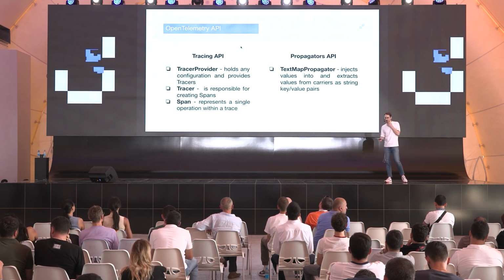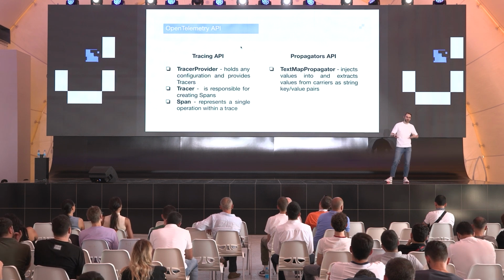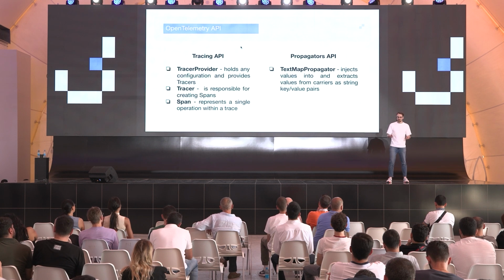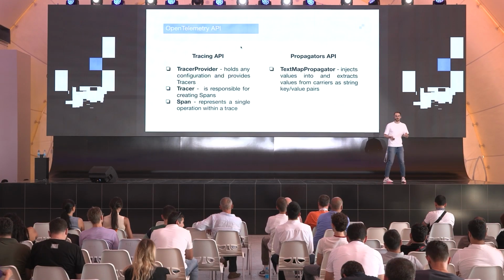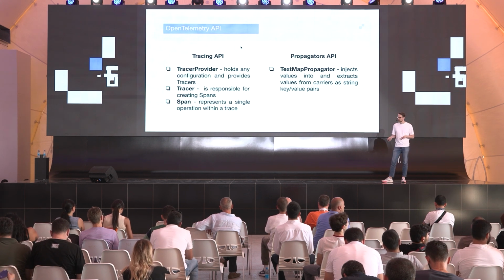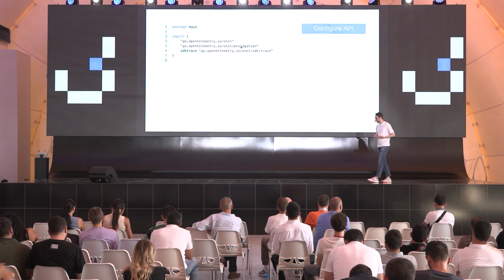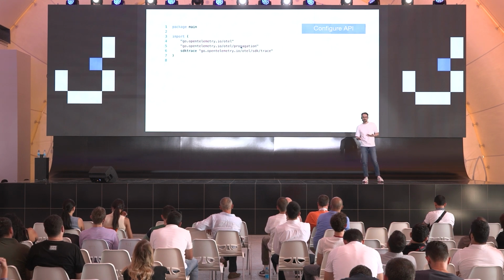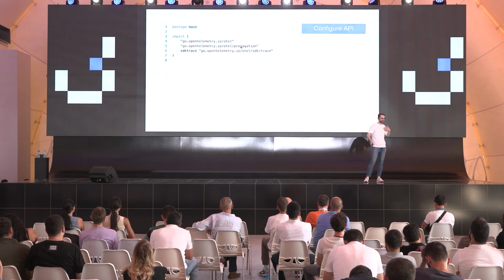Okay, now to the propagators API. In order to extract span context from incoming requests and inject it to the outgoing requests, we need to configure a propagator. Currently, only one type of propagator is available, the text map propagator. Okay, great. Now, let's look at an example of a Go application, how to instrument it in order to produce spans and propagate context. We are going to look at a simple HTTP server application.